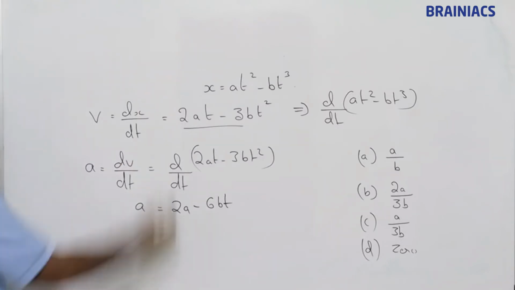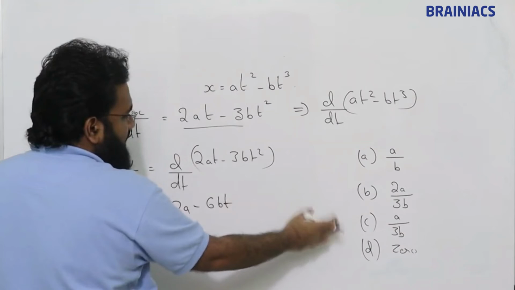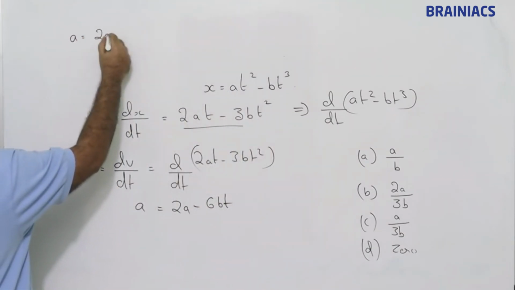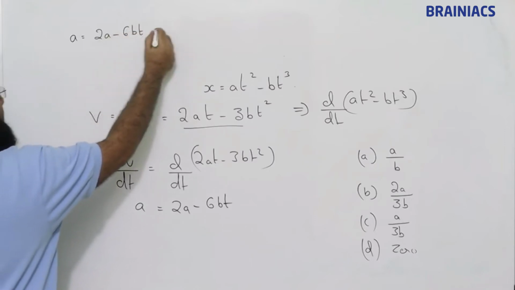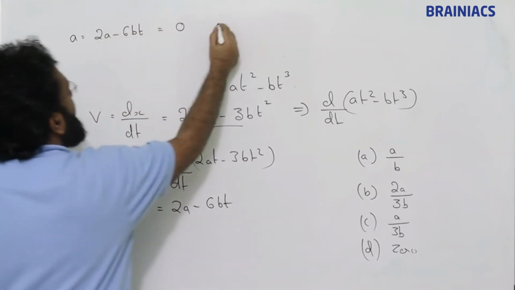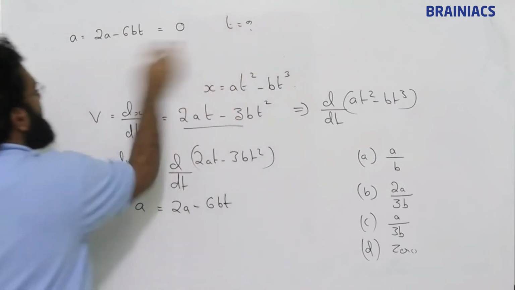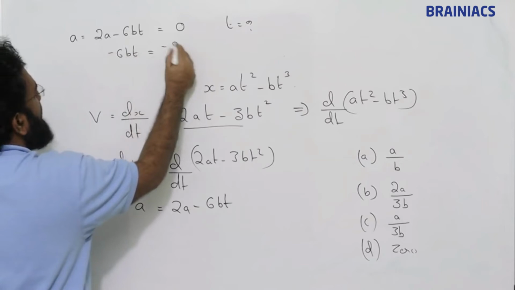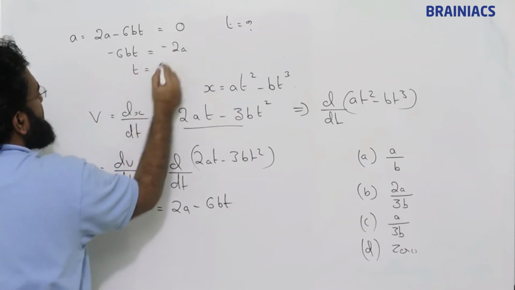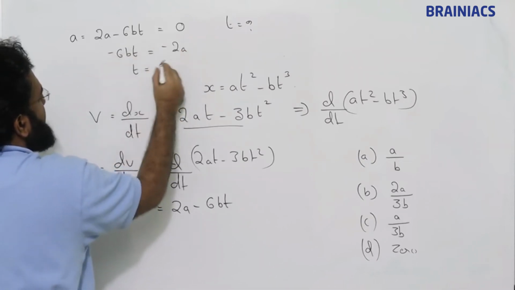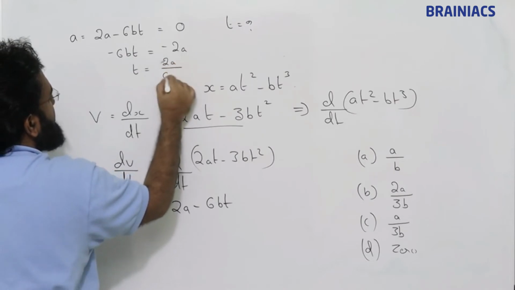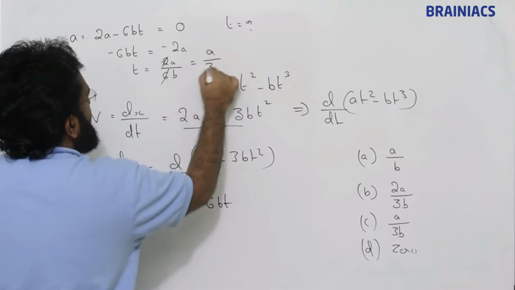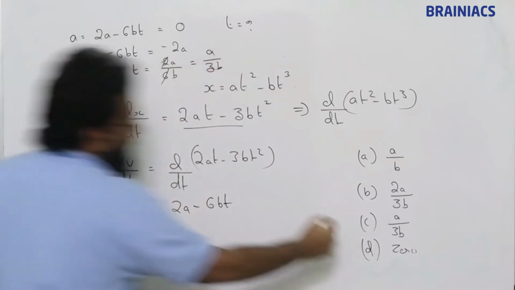Now what do we need? We need the time at which acceleration will become 0. So a is equal to 2a minus 6bt, and it becomes 0 at what time? Equate this. Minus 6bt is equal to minus 2a. So t is equal to, the signs get cancelled off, 2a by 6b, which simplifies to a by 3b. A by 3b, option C.